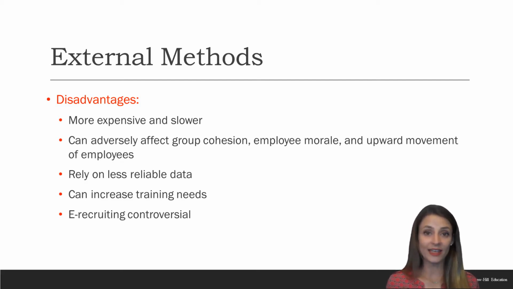External methods will likely increase training needs by bringing in outsiders, people who are not familiar with the organization. We then must train those individuals to better understand their working environment, including the organization's vision, mission, strategy. Finally, the use of e-recruiting, whether we use it in an internal recruitment system or an external recruitment system, is controversial. Online recruiting systems exclude a number of individuals, namely those who do not have internet access. For this reason, e-recruiting may not be relevant or applicable to all jobs and all industries.